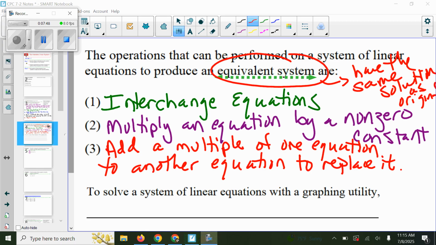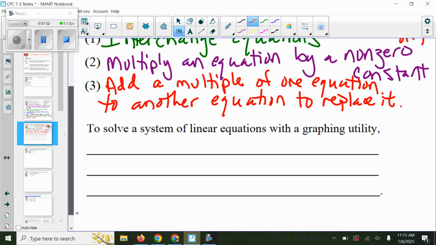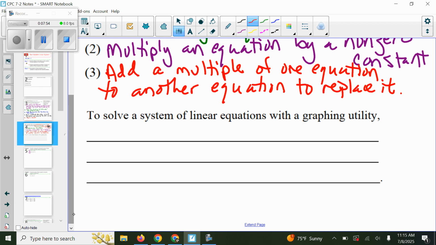So the system has the same solution as the original, super important. All right, so we know about elimination. And we also talked in section 1 about using a graph to help you solve. And so we are going to think about graphing as a similar way that we could solve. I want you to pause the video, think about or look back at your notes if you need to.